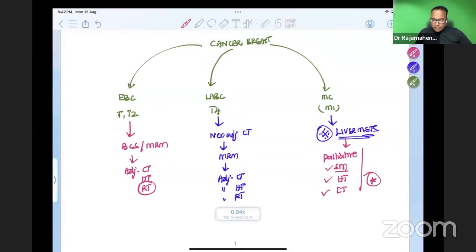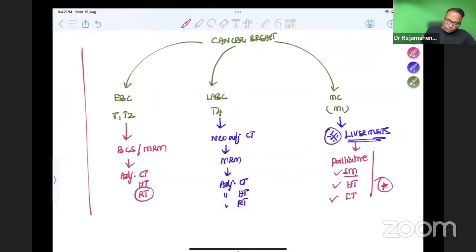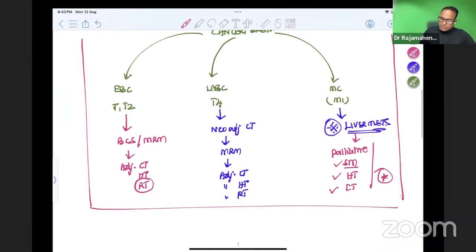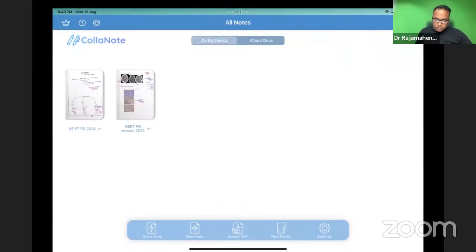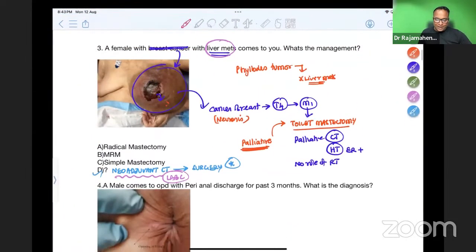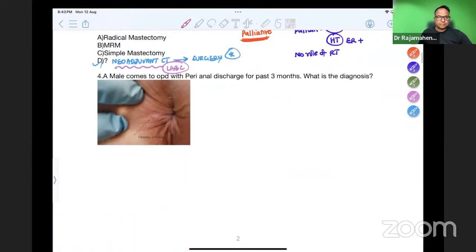So this is very important. This is a basic table showing you the concepts related to cancer breast management, so please don't forget it. This question is based on a simple concept of how you will manage a cancer breast.